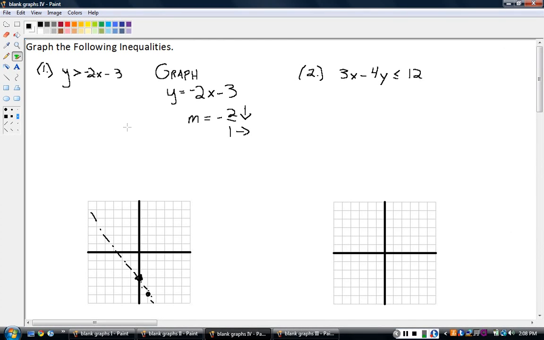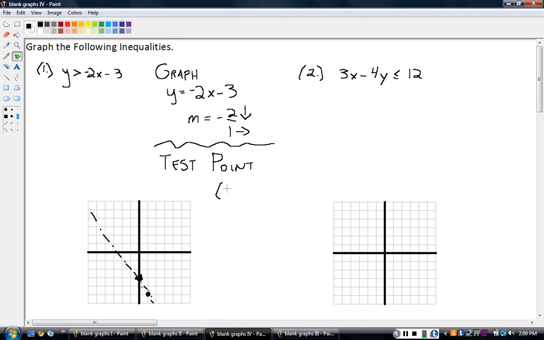And then we're going to shade on one side. Here's how we do that. We need to pick a test point. What we just did was basically the same as what we did before, only the line's dotted. Now we pick a test point on either side of this line and plug it into the inequality. I can pick anything I want on either side of this dotted line. Here's the point 1, 0. Here's the point 2, 2. Any of those on either side is okay. I'm going to pick 0, 0.